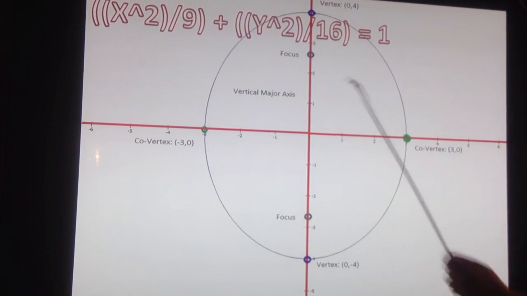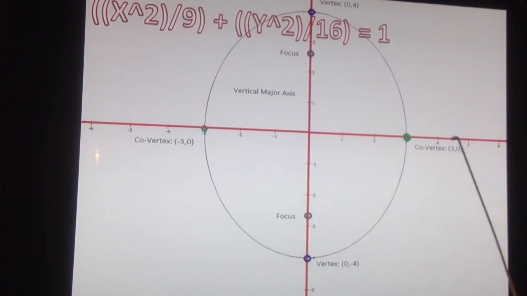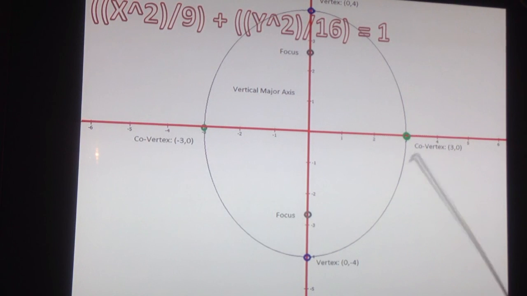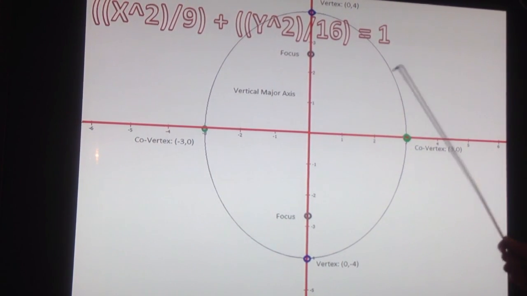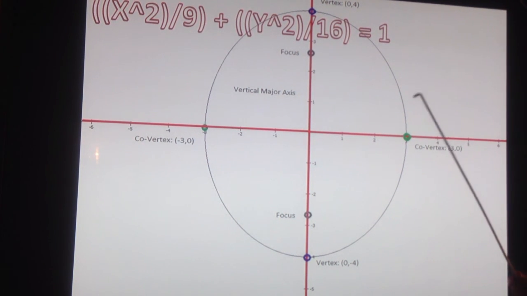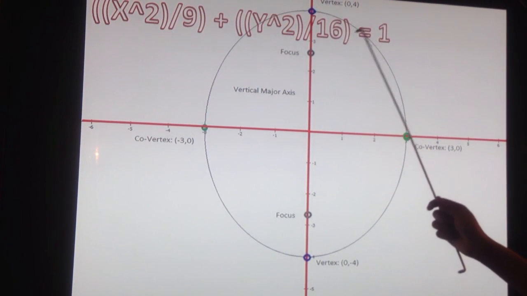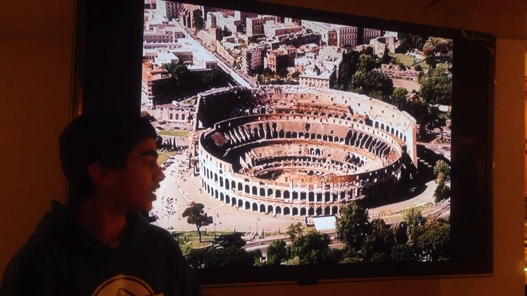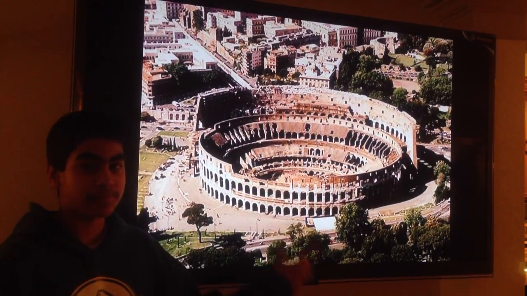To find the co-vertices, we take the square root of b squared, which is 3 and negative 3, and map it along the horizontal axis. To find the foci, we simply take 16 minus 9, or a squared minus b squared, and get 5. We take the square root of 5, and that is mapped out as positive and negative values along the vertical major axis. Hey look, another ellipse, the Roman Colosseum.